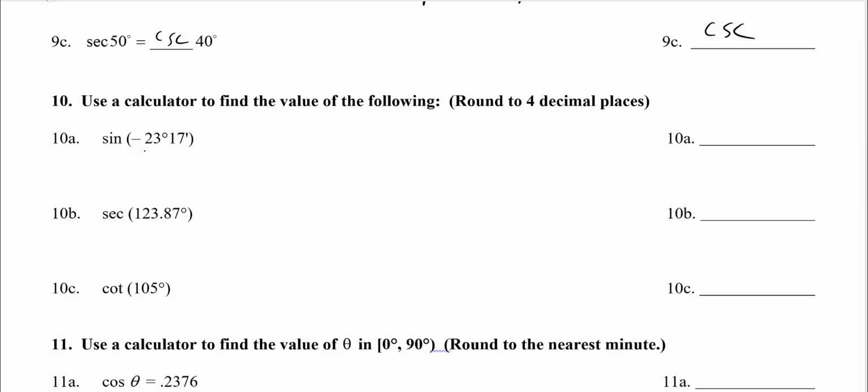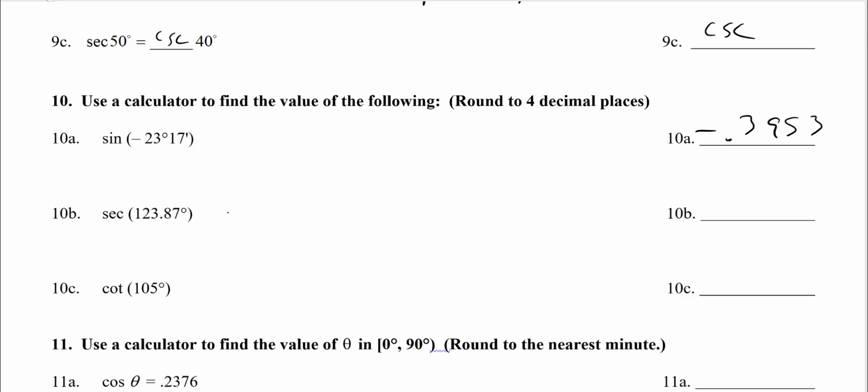Okay, make sure your calculator's in degree mode, of course, and make sure you know where to find everything, the degrees and the minutes, right? That's like the normal place. And second plus, I believe, is the seconds button. Okay, and hit enter and get your answer. So this one is negative 0.3953.